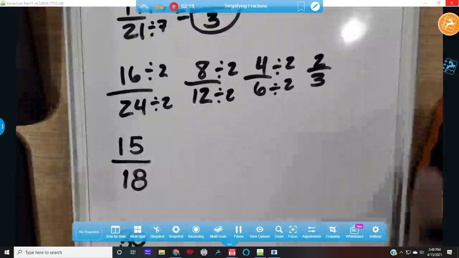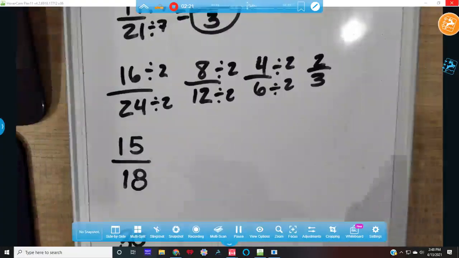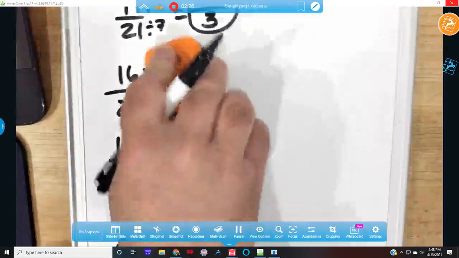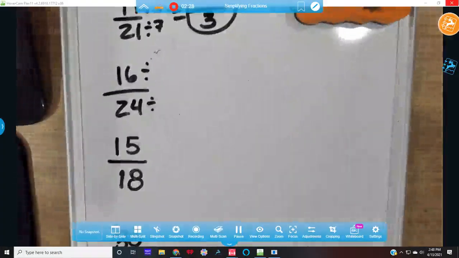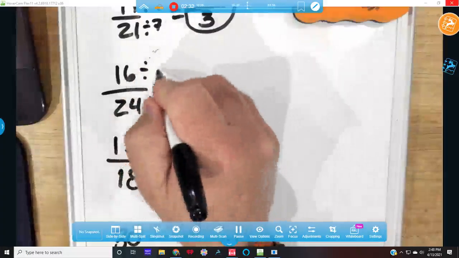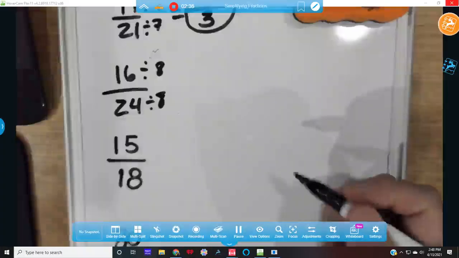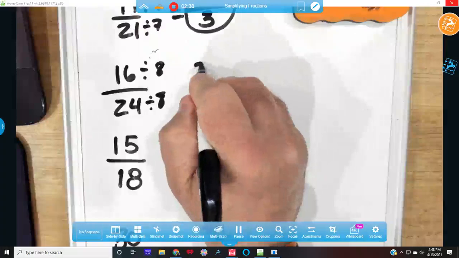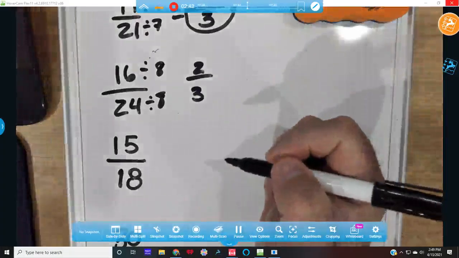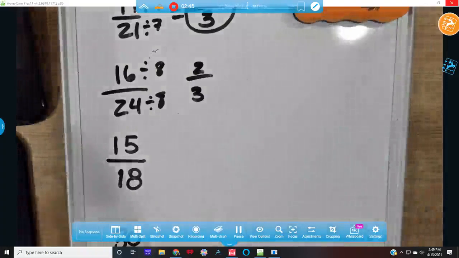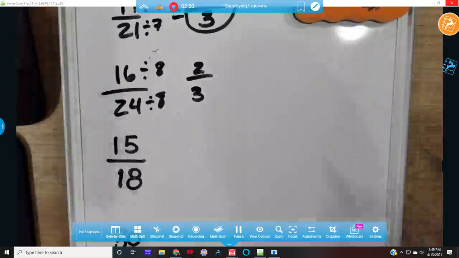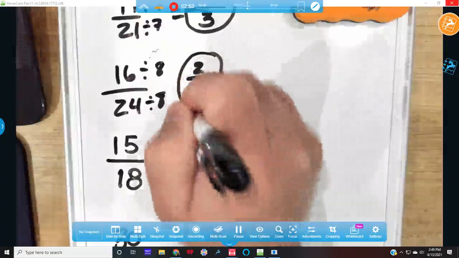Okay, now we can come back to this one. If I use my multiplication division hat here, I could say, well, I know that both of these are divisible by 8. 16 divided by 8 is 2, and 24 divided by 8 is 3. So no matter which way it is, if you remember this way, or you can do it all the way out. But the goal is to get to a number that we can't divide by.